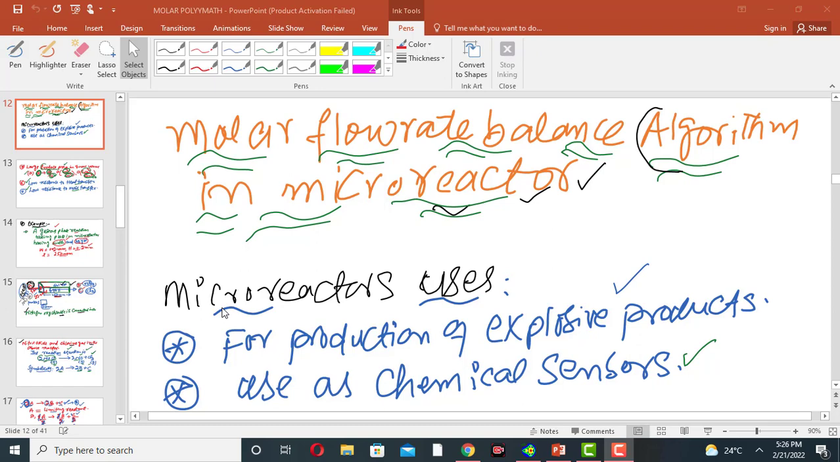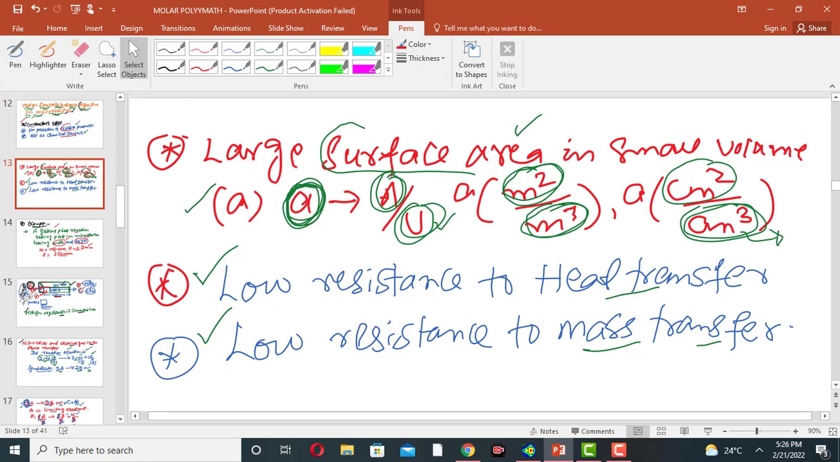In the previous lecture we discussed the molar flow rate balance algorithm in the microreactor. We discussed that microreactors are used for explosive products. It is also used as a chemical sensor. We also discussed its importance: the specific surface area in the microreactor is very large, and there is low resistance to heat and mass transfer in the microreactor.